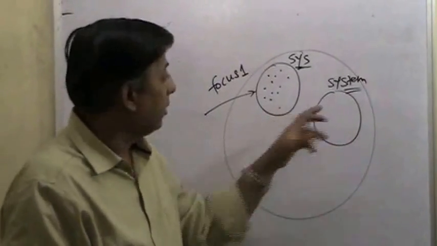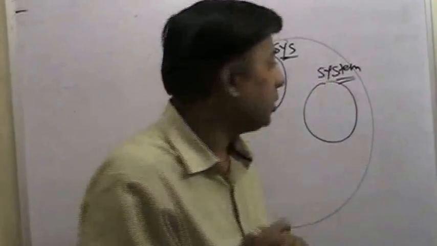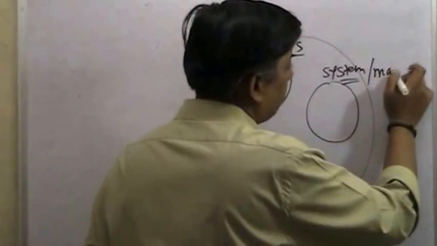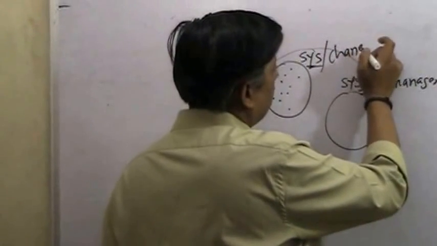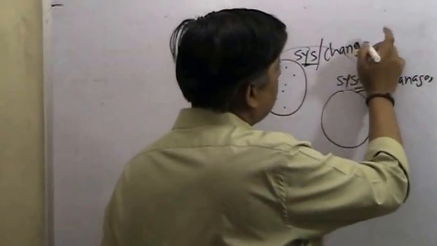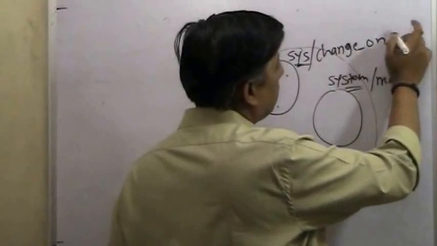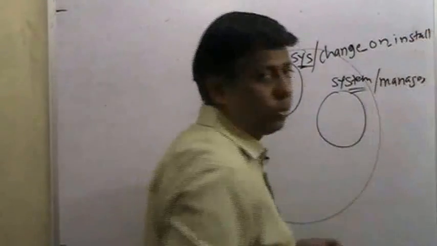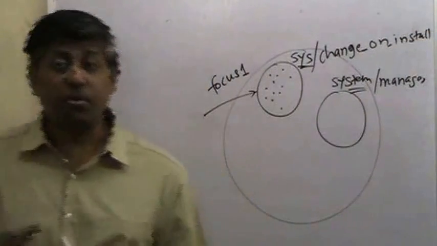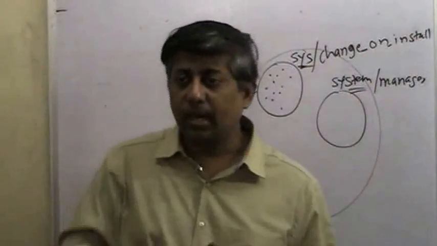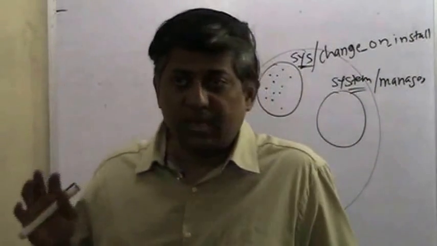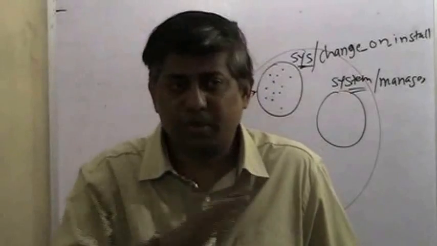Anybody can log in. The password of system user is manager, system manager, and this is change_on_install. These are the two passwords that are by default given to the system user and to the sys user. They are known to the entire world. Anybody who has been working in the field of Oracle knows those passwords.